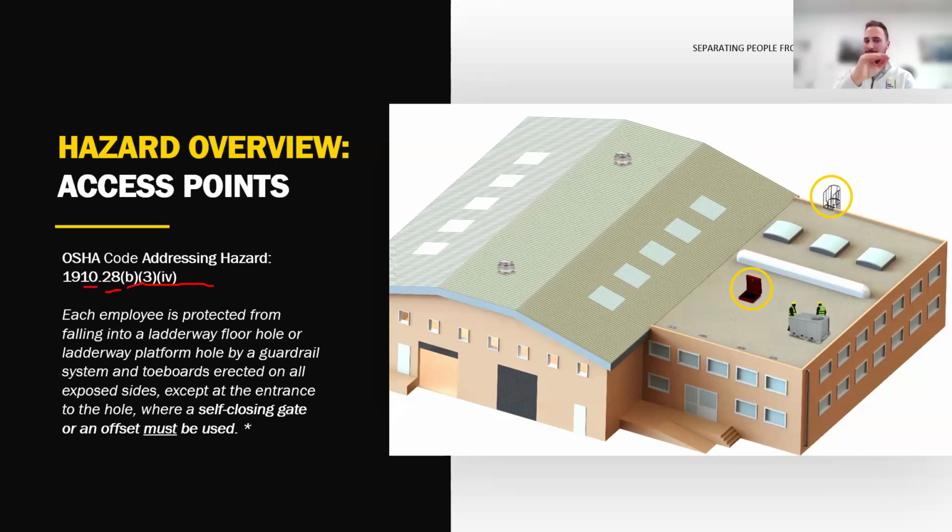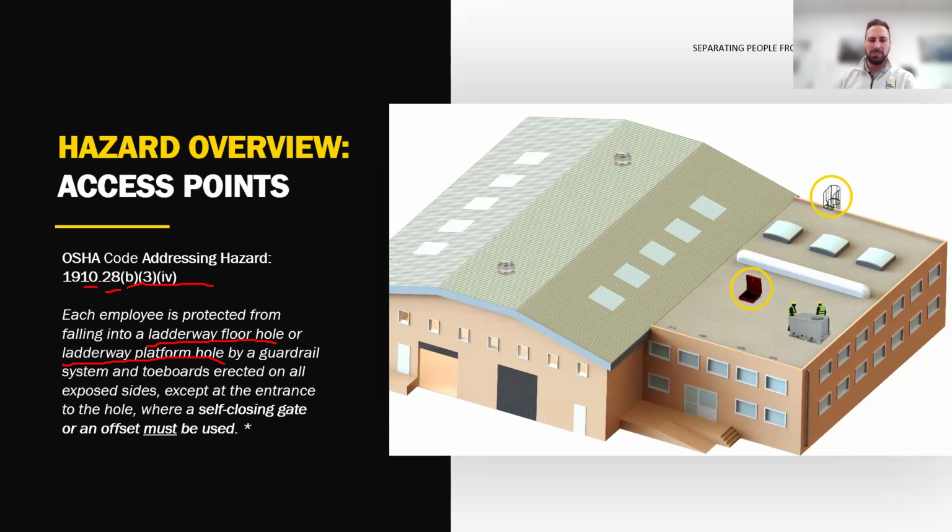So you guys can Google this and independently check to make sure that what I'm putting in front of you is accurate. This is the code that we would look at to understand how to protect workers accessing roofs through access points. So let's break down the code itself. The code states that each employee must be protected from falling into a ladderway floor hole, or a ladderway platform hole, by a guardrail system and toe boards erected on all exposed sides except at the entrance to the hole, or a self-closing gate or an offset must be used.